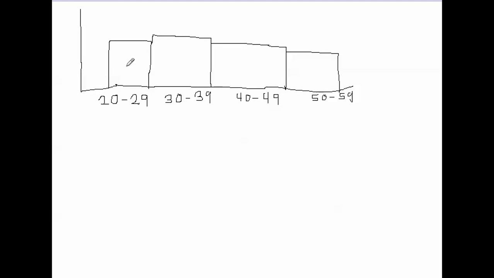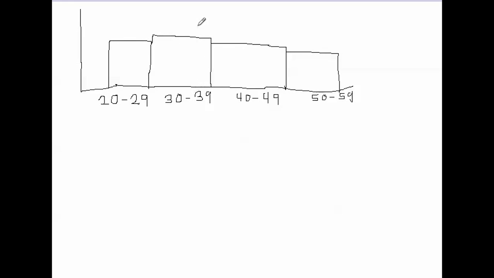Remember that this bar would show the number of people in the city who were in their 20s. This bar would show the number of people in the city in their 30s. And this would be the number of people in their 40s, and this would be the number of people in the city in their 50s. So the number of people in each age group should be about equal, because I don't think there would be a reason for one age group to show up a lot more than another age group. So the number of people in the 20s, the 30s, the 40s, and the 50s should be about equal numbers.